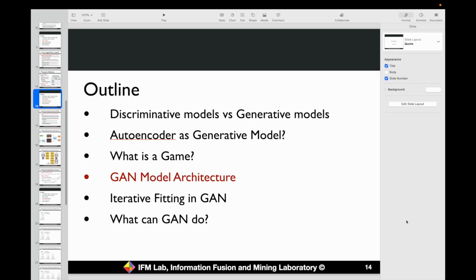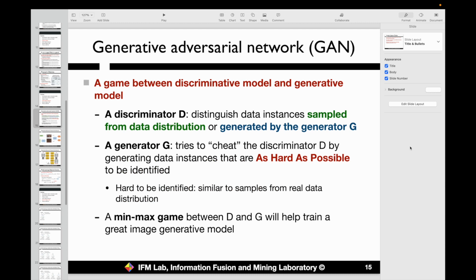Alright, so let's talk about the game model, the generative adversarial network model architecture. The game model is designed based on a game between the generative model and the discriminative model. Inside the game, we have one generative model to generate data instances which look very real. Then the discriminative model serves as a judge, right? It differentiates the true data instances from the real world data set versus the fake ones generated by the generative model.